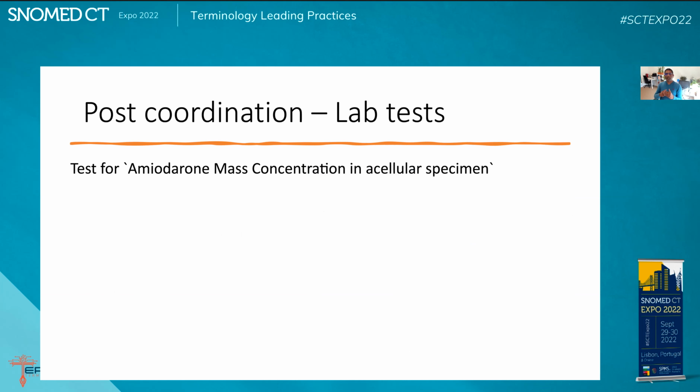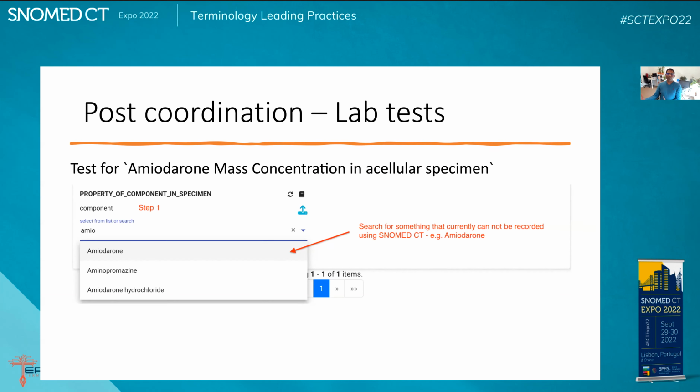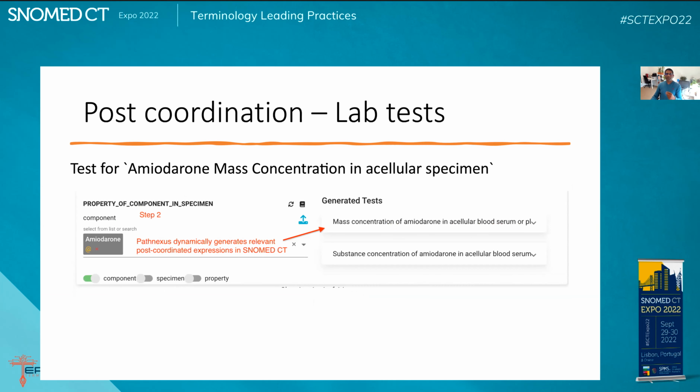So just to show probably a less political example, how do we do this? Let's say you're testing mass concentration of amiodarone, which is a drug, in a plasma or serum specimen. That's what the expression means, right? In the way we built this, as long as somebody can record what it is that they're measuring, the moment they select it, because remember, these are lab people, the system can actually generate post-coordinated expressions on the fly.